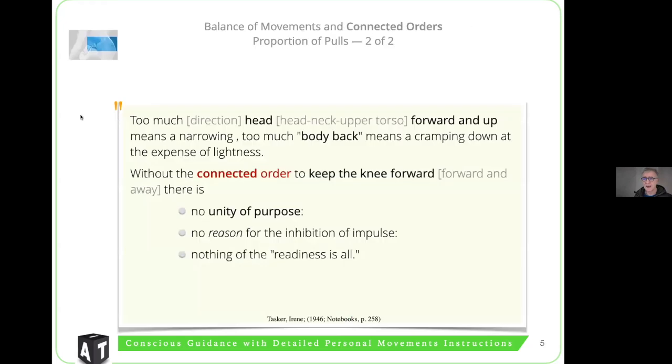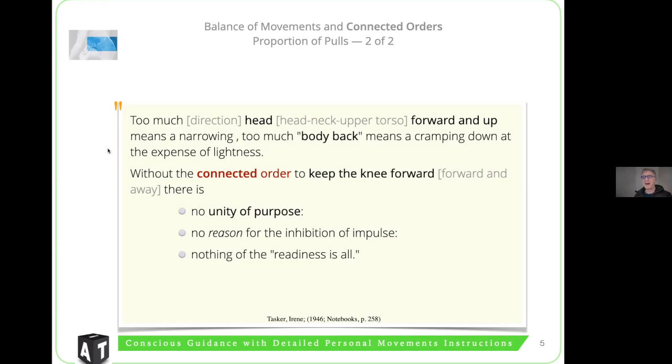So I'm coming back to Irene Tasker again, because she writes quite a lot about the knees forward and away. And it's quite interesting that she's got all sorts of, you will see, philosophical ideas. She was talking about Arthur Koestler first, about this idea of balance between inhibition and action. And now she's coming back to that. And she's saying that a direction can be too much.